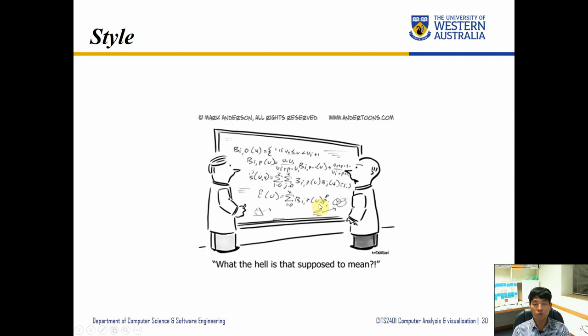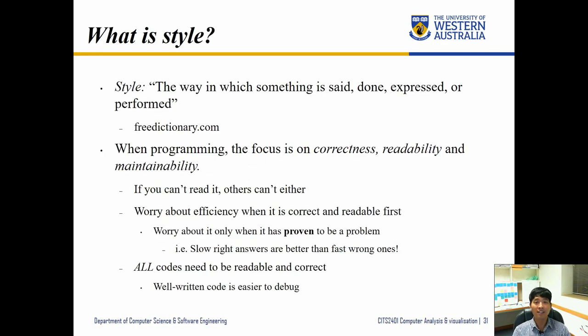And the styles do get checked, so make sure that you understand different aspects of how to write your code meaningfully and elegantly. So what is style? Style is the way in which something is said, done, expressed, or performed. You can find this from freedictionary.com. But in programming, style is the focus of correctness, readability, and maintainability. So in a nutshell, if you can't read it, others can't either. Make sure that you can understand it and others can understand it as well.